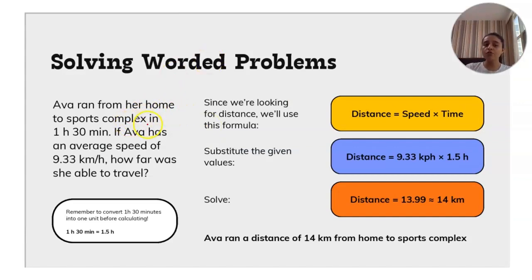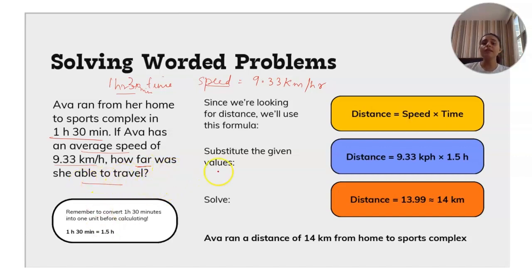All right, so here is an example. Eva ran from her home to sports complex in 1 hour 30 minutes. Okay, 1 hour 30 minutes is the time. All right, and Eva has an average speed of 9.33 kilometers per hour. 9.33 kilometer per hour is her speed, right? So we got the two values, the speed and time. What is missing? Come on, tell me. Yes, the distance is missing. How far? See, the examiner is not asking directly, tell us the distance. No, he is asking how far she was able to travel.